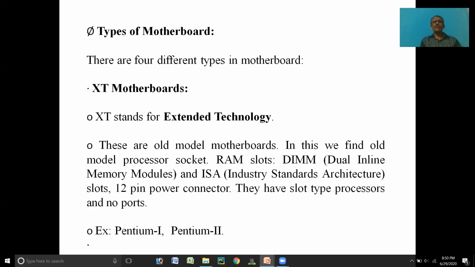XT stands for extended technology. AT stands for advanced technology. Baby AT stands for baby advanced technology. And ATX stands for advanced technology extended.